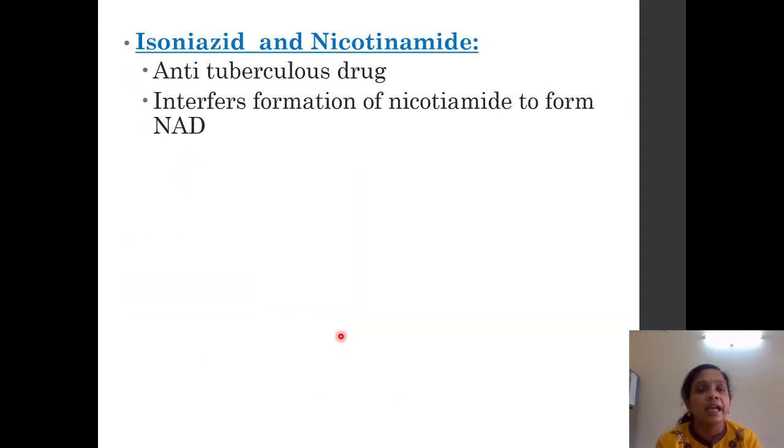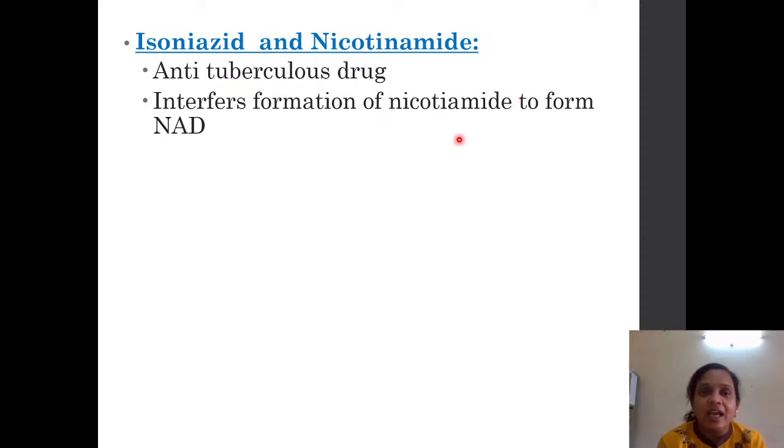Next, isoniazid and nicotinamide. Isoniazid is a powerful anti-tubercular drug used in the treatment of tuberculosis. Now, by what mechanism was it identified that isoniazid is very good in destroying the tuberculous bacteria? That is, it interferes with the formation of nicotinamide.